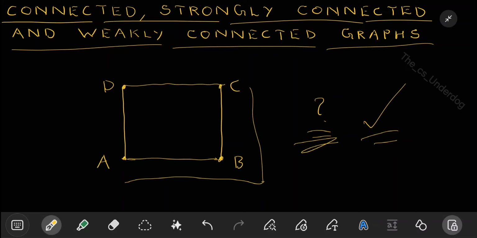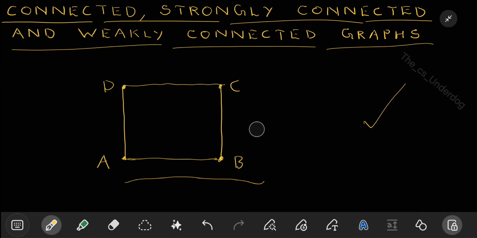So if you have some way of reaching from one vertex to any vertex, that is, for all the vertices, there should be some way of reaching from any random vertex to any other random vertex. If that is there, then you call the graph connected.